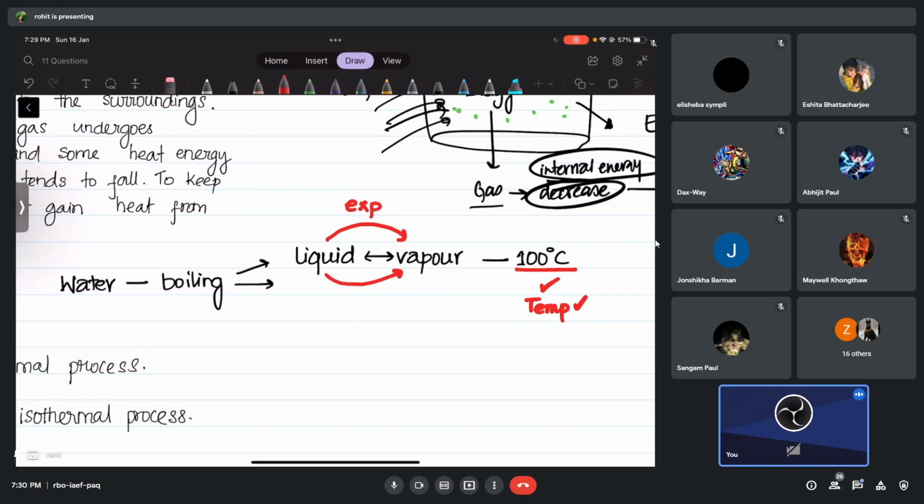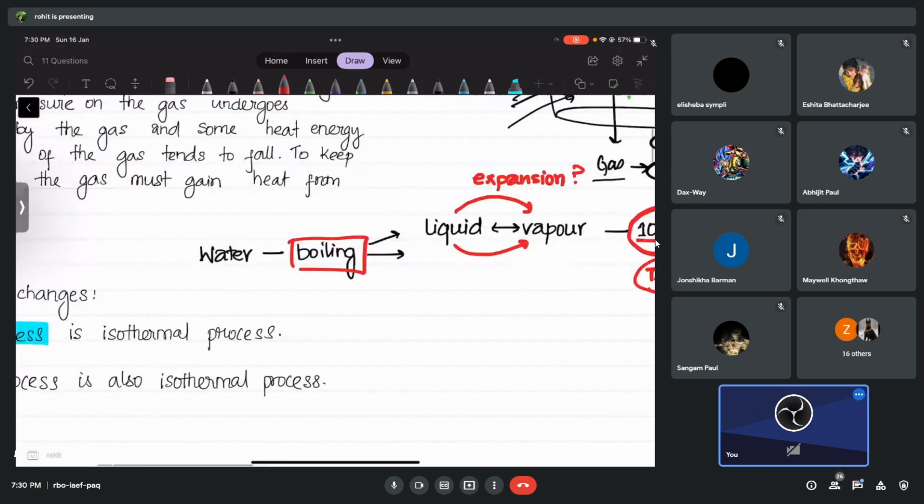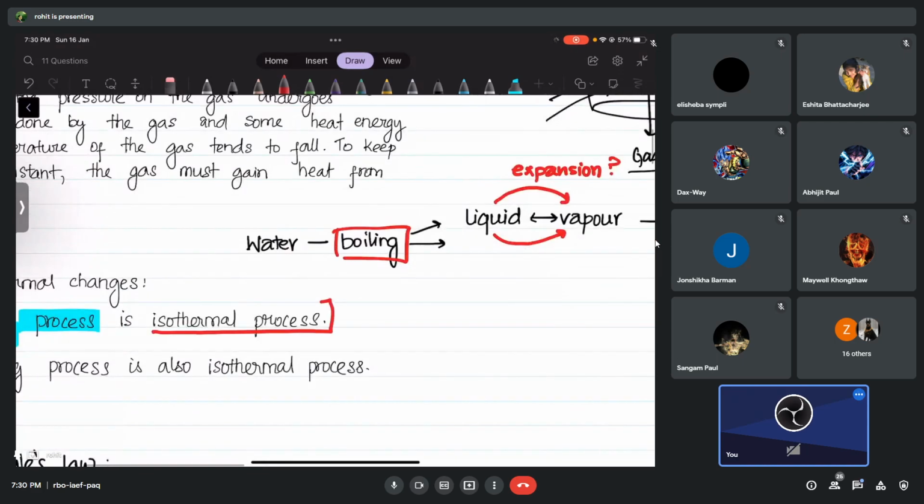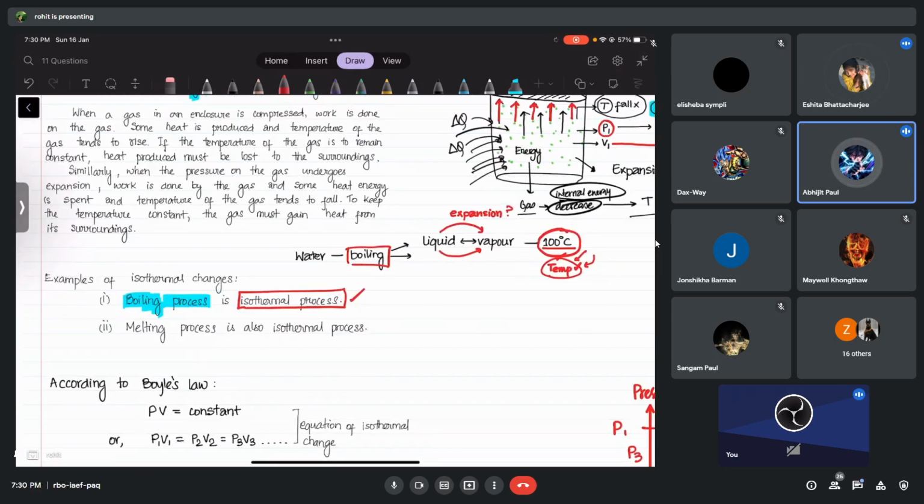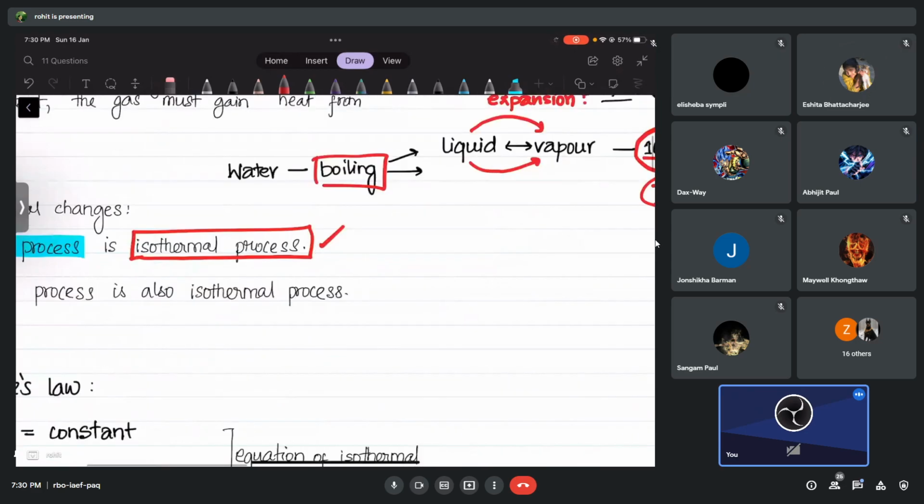Do you agree with me? Is it an expansion or not? Yes, sir. So this kind of expansion happens at a different temperature or constant temperature? Constant temperature. And that's why boiling is a process which is called what process? Isothermal process.